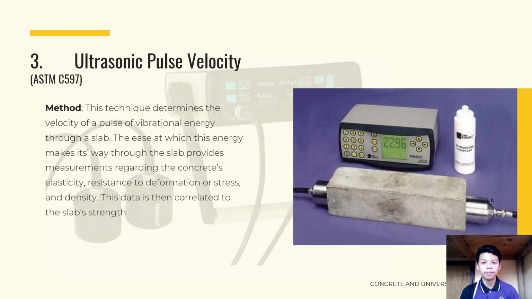Sa ultrasonic pulse velocity, gumagamit po ng ultrasonic device na nakakonect sa transducers. Yung transducer ay yung nilalagay sa magkabilaang dulo ng concrete at nagsesend ng pulse from sender to receiver. Tapos sinusukat dito yung time interval ng pag-travel ng pulse at dinadetermine yung velocity. Pag higher velocity, ibig sabihin good condition. At pag lower velocity, nag-i-indicate ito na may cracks or voids sa pagitan ng concrete.